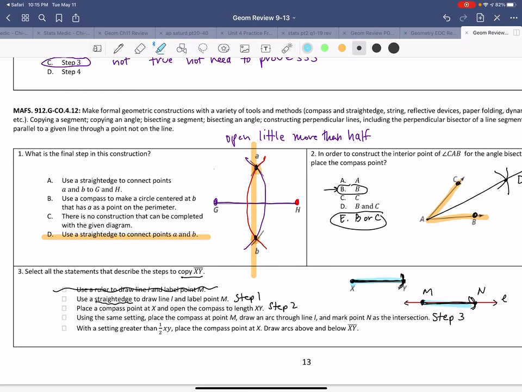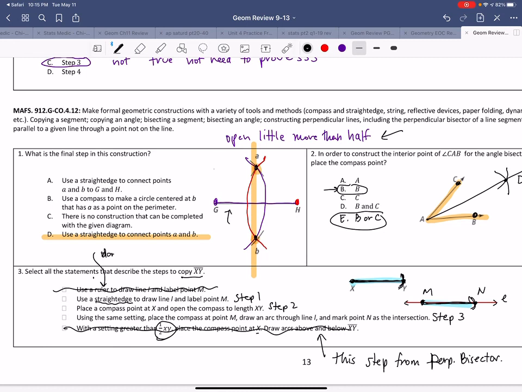This last one says, with a setting greater than 1/2 of XY, place the compass back at X. This is a step from this one. This was what I wrote here. This is a step from my perpendicular bisector, not copy of a line. So let me write this in. A ruler, don't need, right? Because I'm only using it to sketch a straight line. I'm not using it to measure. Well done, all. See you next time.